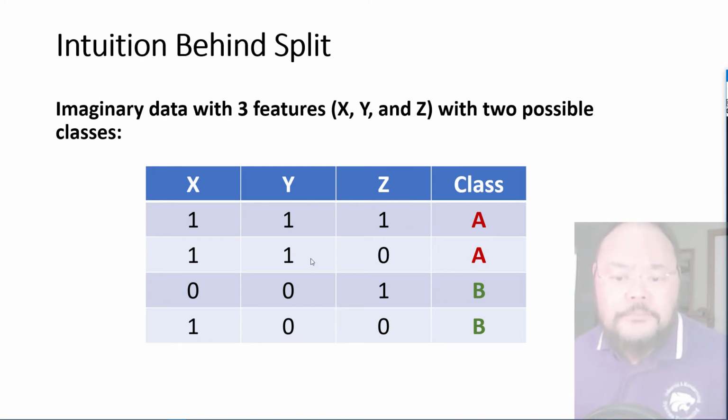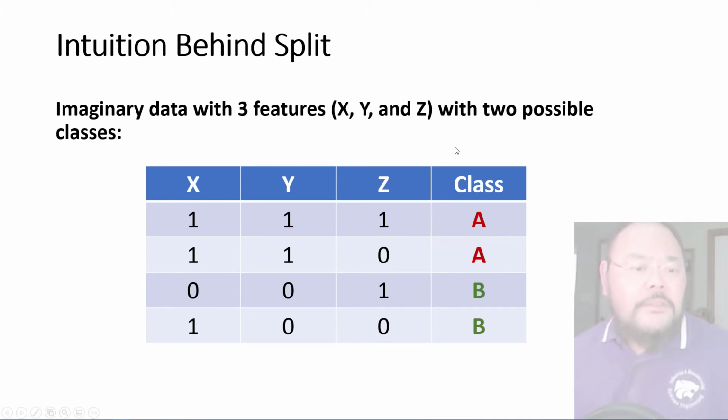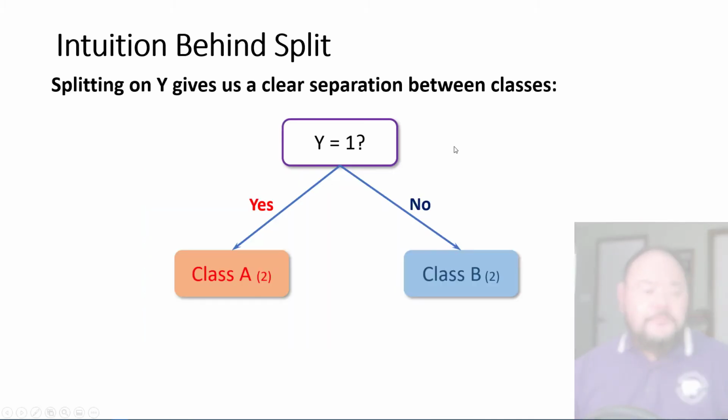Let's do that. Okay, split on y gives a clear separation between classes. If y equals 1, the outcome is definitely class A. If y equals 0, then it is definitely class B. So now let's look back: x and z are not necessarily giving a perfect separation in that case.